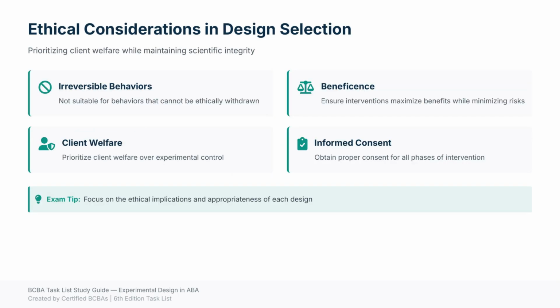Ethical decision-making is an essential component of experimental design. Behavior analysts must always prioritize client welfare over experimental control. Certain behaviors cannot ethically be reversed, particularly if withdrawal of treatment would place the client at risk. Design selection should always consider beneficence, informed consent, and the potential risks of withdrawing intervention. Ethical considerations often guide whether we select reversal designs or multiple baseline designs.